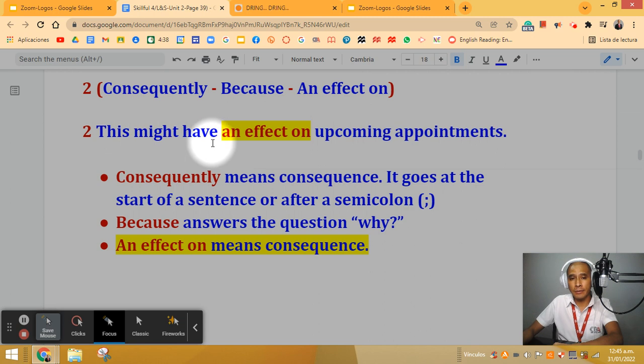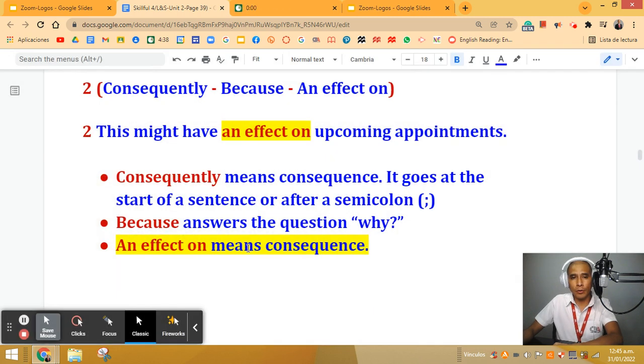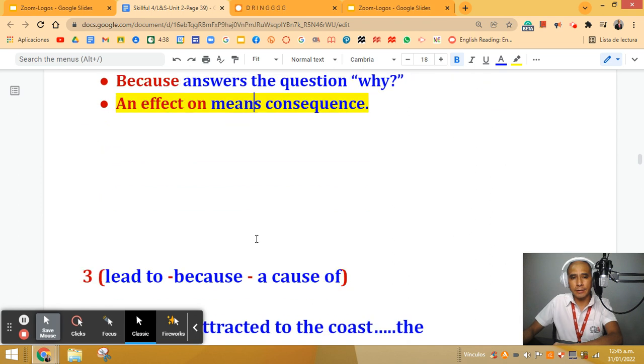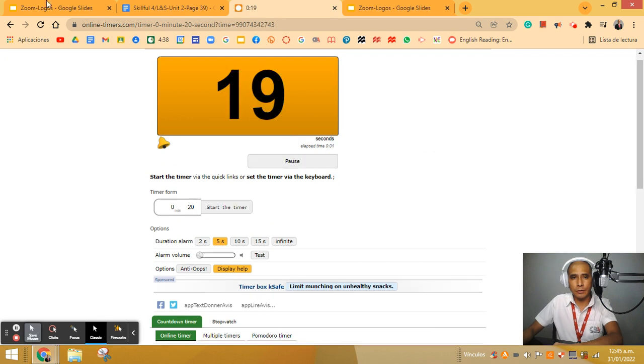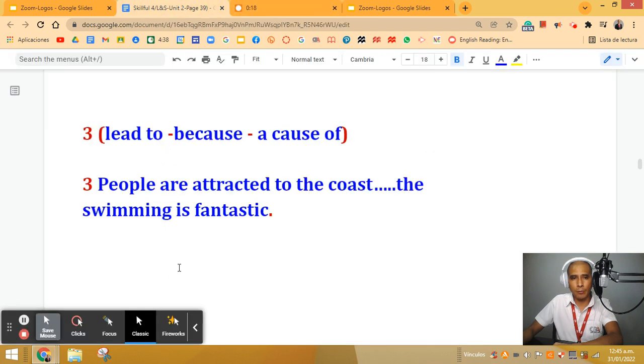This might have an effect on upcoming appointments. So there will be a consequence. There's going to be a consequence. That's why I choose the third option. Now we are going to move on to the next example or exercise. In this case, it's number three. 20 seconds. Read it and analyze it, please.